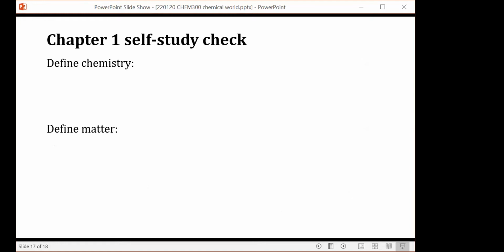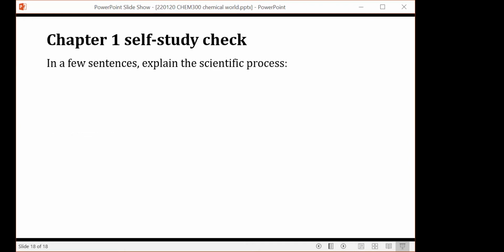So at the end of each chapter, or for big chapters, a big section of a chapter, I'll have what are called self-study checks. These are just quick questions to test yourself at the end of a video or at the end of a section or a chapter about the material. So for this one, on your own, define chemistry, define matter, and then in a few sentences, explain the scientific process. Start with an observation and then explain the process that you would go through to end up at a scientific law or a theory and the difference between the two.